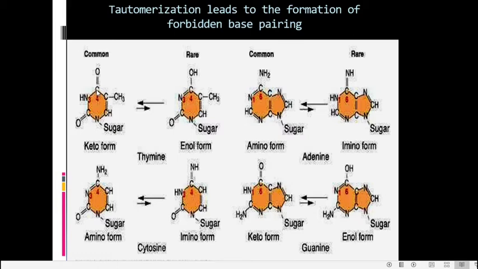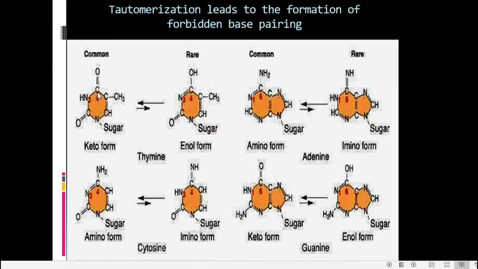Now, there is one more keto form of nitrogen base, that is guanine. So, this is guanine which exists in the keto form. So, this is the normal guanine nitrogen base which exists in the keto form with CO group, and this is the normal thymine nitrogen base which also occurs in keto form.